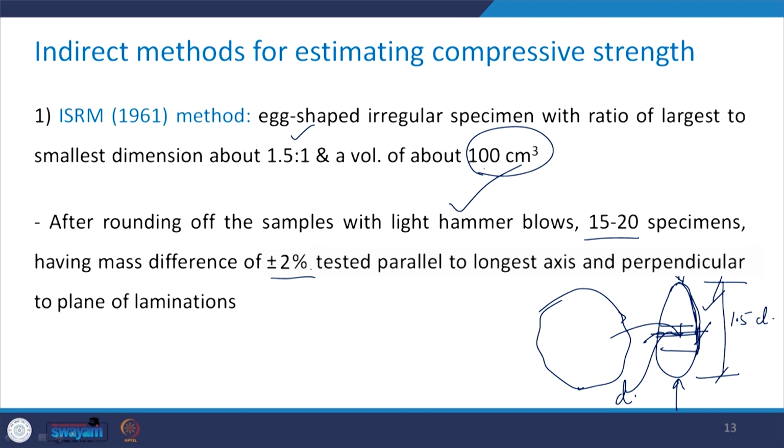For UCS, I mentioned to you that you need at least 5 specimens, but if you are carrying out the test on irregular specimens, one needs to go for 15 to 20 specimens. But one needs to keep in mind that their mass difference is more or less plus minus 2%. They should be tested parallel to the longest axis and perpendicular to the planes of lamination.